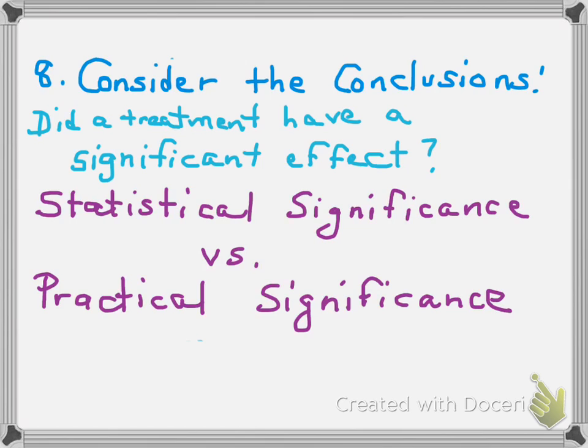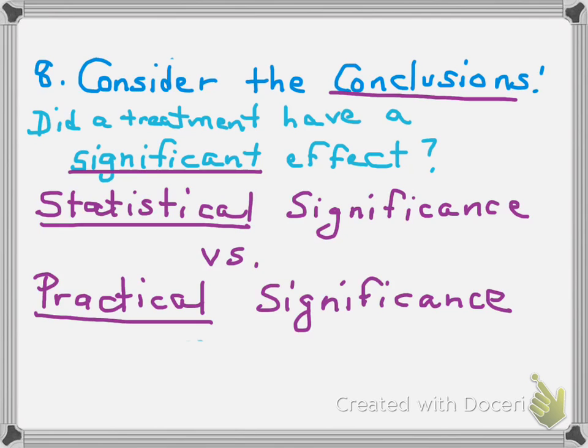The eighth and final guideline that we're going to look at for evaluating a statistical study is to consider the conclusions. Ultimately, we want to determine, did a treatment have a significant effect? In this section, we're going to look at statistical significance versus practical significance.